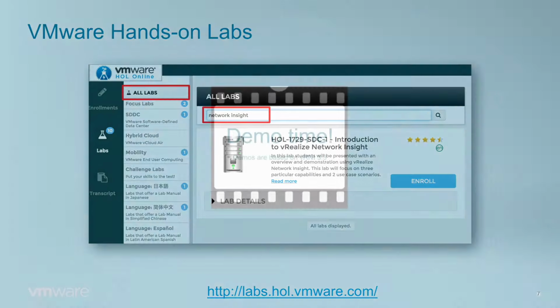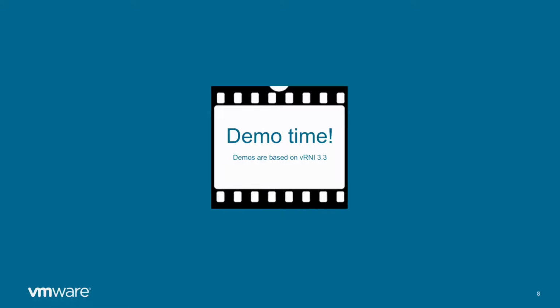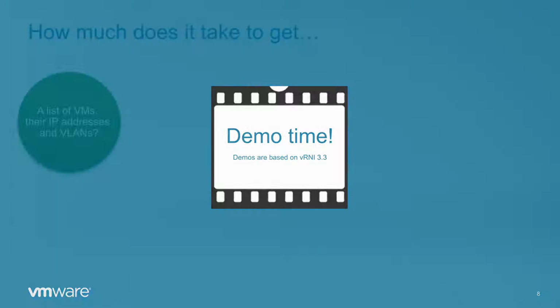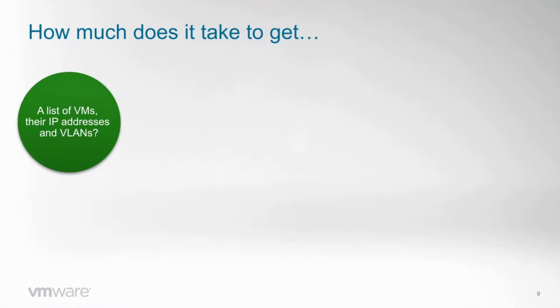So let's go for the topic of this video, advanced visibility. I'm going to use a lab based on Network Insight version 3.3, and be aware that things may vary if you are using a different one. So let's answer the first question. How much time would it take you to get a list of VMs in your data center and their IP addresses?